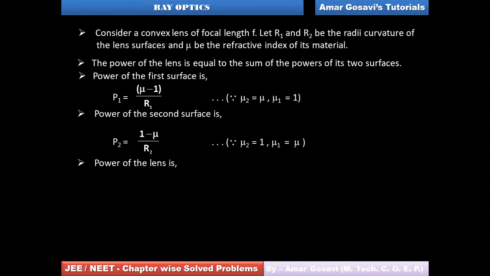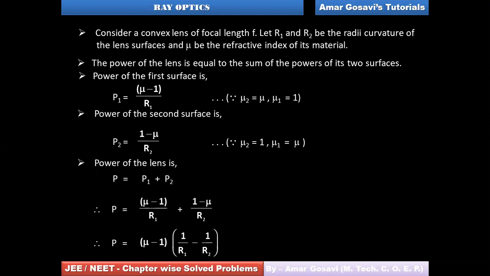Now, as per our analysis, the power of the lens has to be the sum of the powers of its two surfaces. So I will just add these two equations to get the power of the lens. So let's see how it happens. The power of the lens will be given as P1 plus P2. When I add these two equations and take the LCM and simplify it, the power of the lens will be given as (mu minus 1) times (1 upon R1 minus 1 upon R2). Very important formula for power of lens. Please make a note of it.